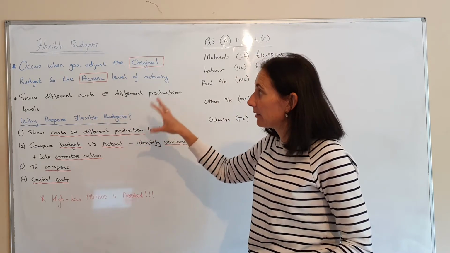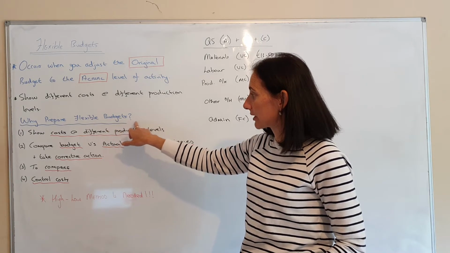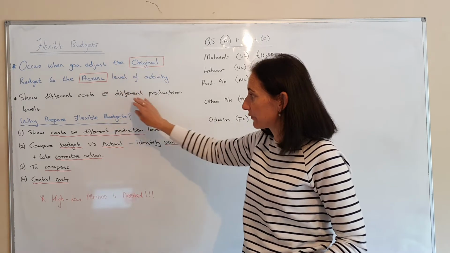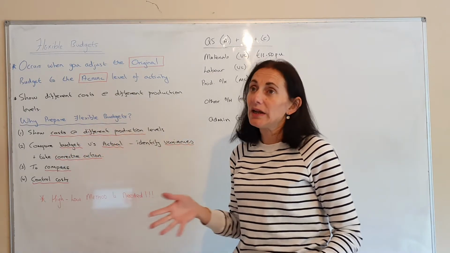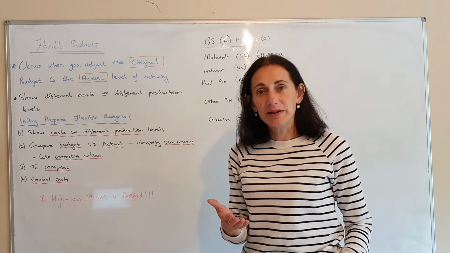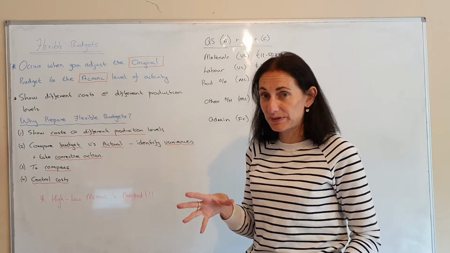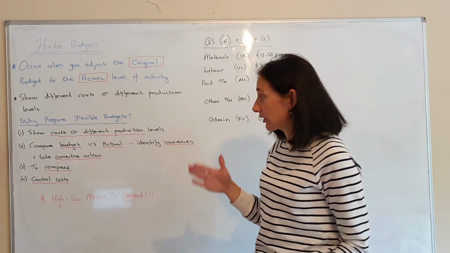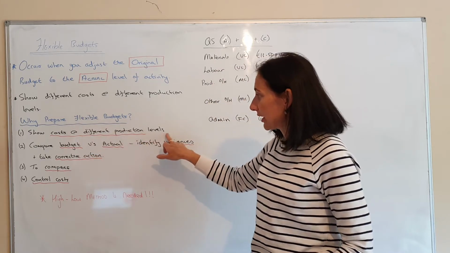So if it came up as a question, you could get theory. So the theory would be, why would you prepare a flexible budget? Well, based on this information here, you want to show what your costs would be at different levels of output. So you might have a factory and you might not do 100% capacity. So you might want to say, what would my cost be for maybe 20%, 40%, 50%, and you'd analyse your costs at each level of production. So it shows costs at different production levels.